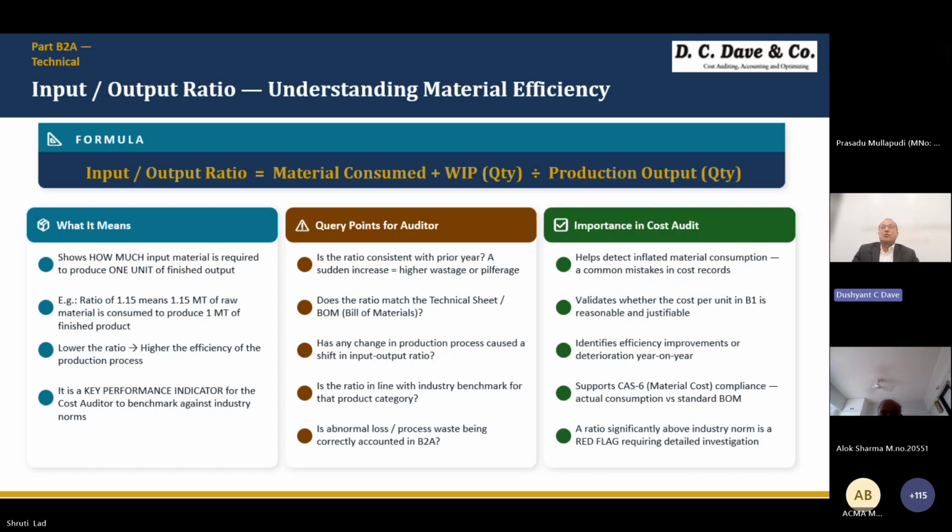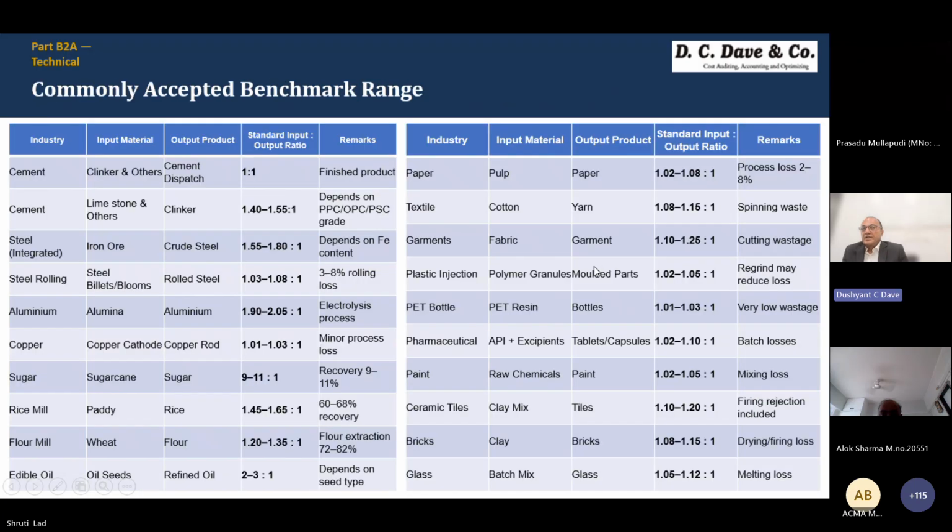Its importance in cost audit cannot be overemphasized. It helps detect inflated material and common mistakes in cost records. It validates whether the cost per unit in B1 is reasonable and justifiable.